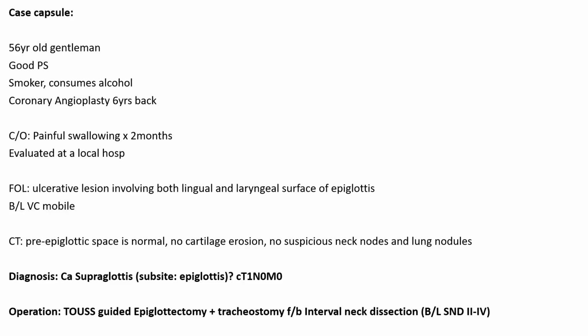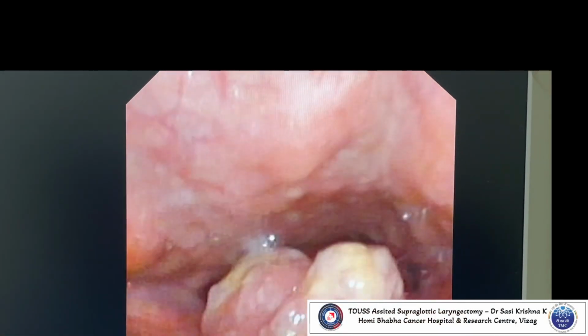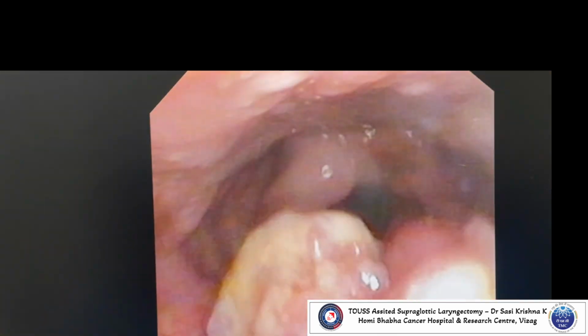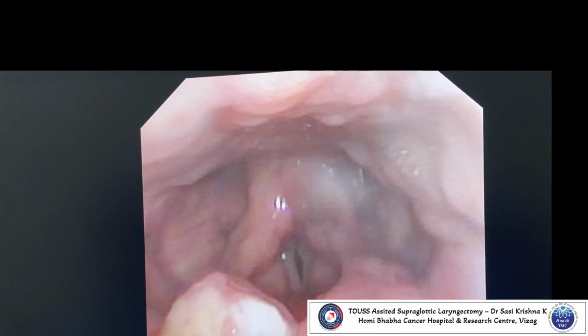This is another patient for whom a TOUSS surgery was performed. This gentleman is a 56-year-old man with good performance status, smoker with history of coronary angioplasty in the past. He presented with painful swallowing for 2 months and was diagnosed to have stage 1 epiglottic cancer. This is a fiber optic laryngoscopic picture of another patient with epiglottic tumor who underwent TOUSS guided resection of supraglottic cancer.